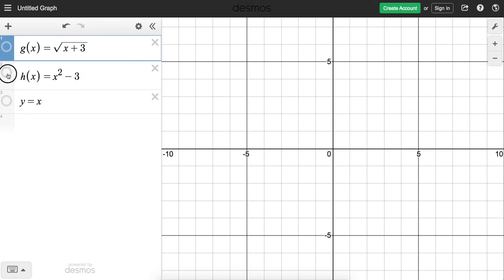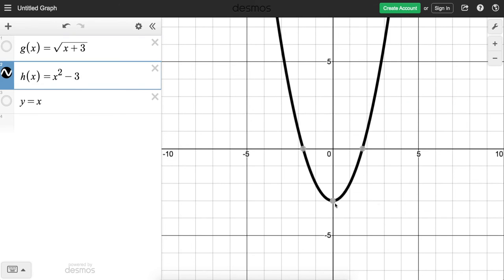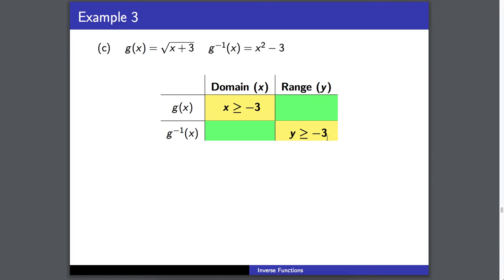I just called it h of x. If we look at x squared minus 3, the lowest y value we have is negative 3, and all the other y values, like 1.516, are above this negative 3. So our range of values for this inverse function is from negative 3 up. So the range of our inverse is y greater than or equal to negative 3.